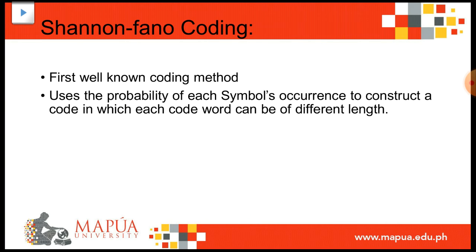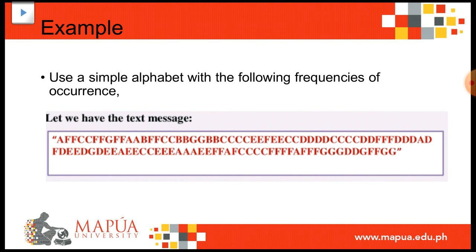The last step or technique in text compression is Shannon-Fano coding. It is the first well-known coding method. It uses the probability of each symbol's occurrence to construct a code in which each code word can be of different length. So let's have an example. Use a simple alphabet with the following frequency of occurrence. Let's say we have the text message as you can see in the figure.